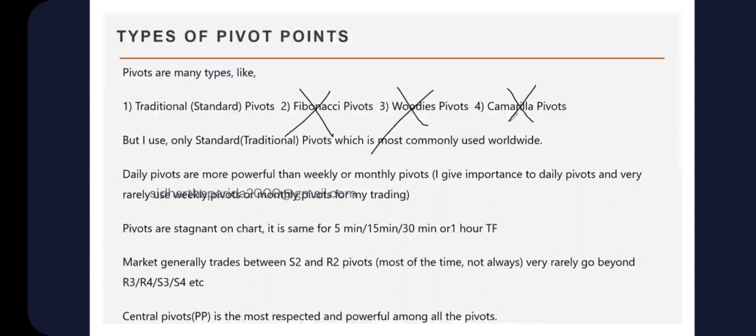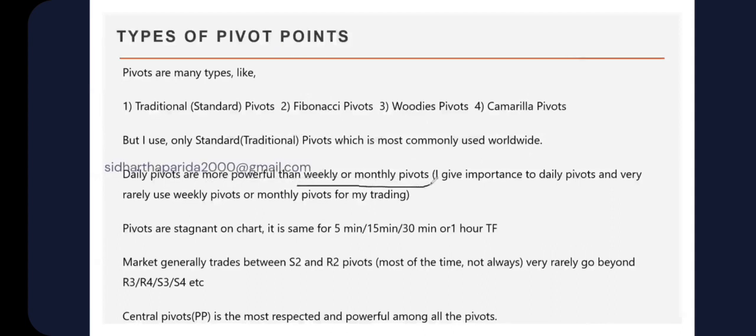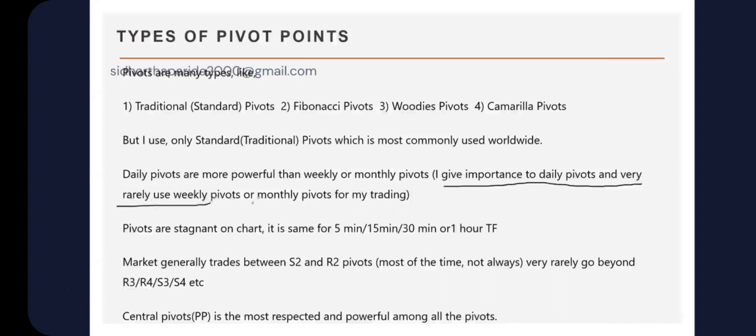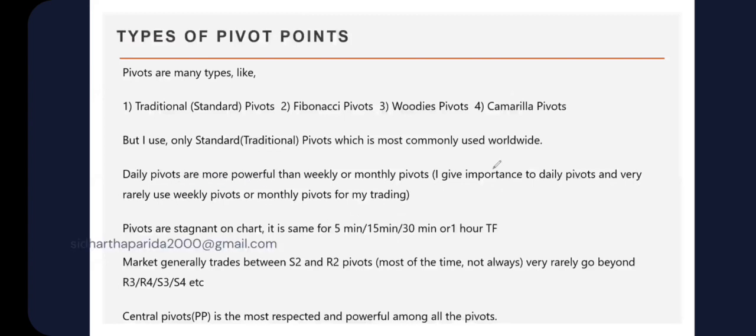I use standard pivots. Daily pivots are more powerful than weekly or monthly pivots. As I said earlier, just like daily pivots, there are weekly and monthly pivots also, but daily pivots are the most powerful. That is what I have seen with my backtesting. So I give importance to daily pivots and very rarely use weekly or monthly pivots. You will see me most of the time using daily pivots, very rarely weekly pivots. That is how I give more importance to daily pivots.